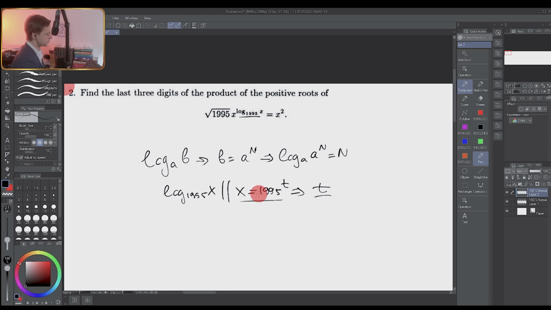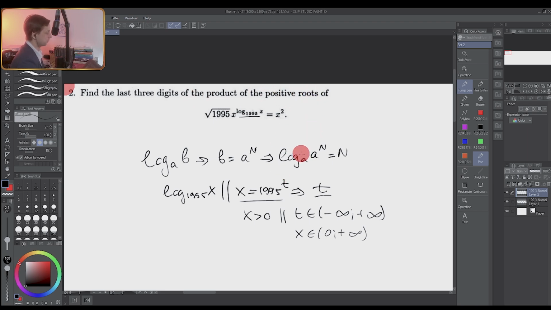Well, x is 1995 to the power of t. What does it tell you? Well, it tells you immediately that x can be only a positive number for any t. And can you get any possible value of x by running t through some interval? Well, obviously, if t belongs to the interval from minus infinity to plus infinity, then this value runs over all positive numbers. So in this case, x can be any positive number. So this substitution is possible.